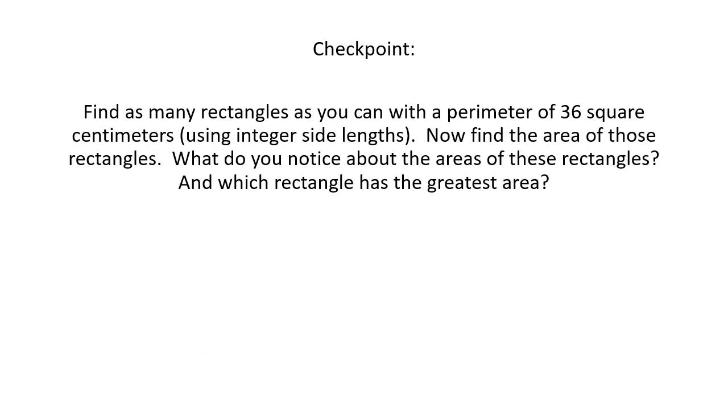So for your checkpoint problem, I want you to take a piece of paper and find as many rectangles as you can that have a perimeter of 36 centimeters. And again, we're using integer side lengths here, so you don't need to worry about fractions or decimals or anything. Just use whole numbers. And so we want rectangles with a perimeter of 36 centimeters. Now, find the area of those rectangles. Which of those rectangles has the largest area? And then can you predict which of those rectangles would have the smallest area?